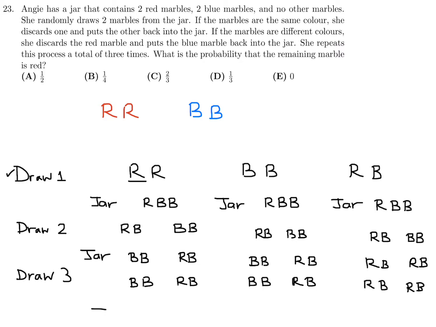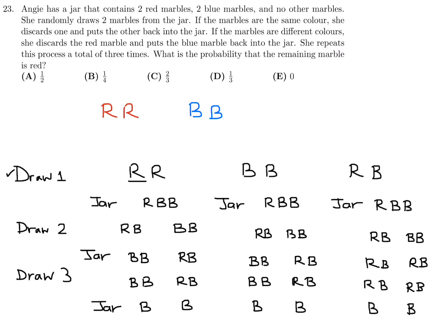Now we have to figure out what happens here. What does the jar look like based on our rules? Well, because these are the same color, you discard 1 and keep the other. Here, they're different colors, so you discard only the red, keep the blue. Same color, discard 1, keep the other. Here, you discard the red, keep the blue. Discard the red, keep the blue. Discard the red, keep the blue.